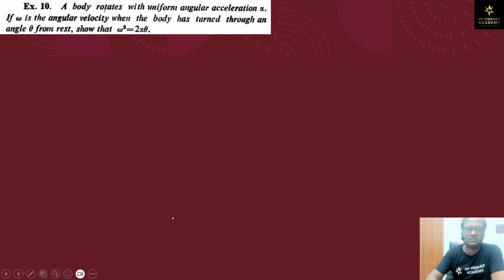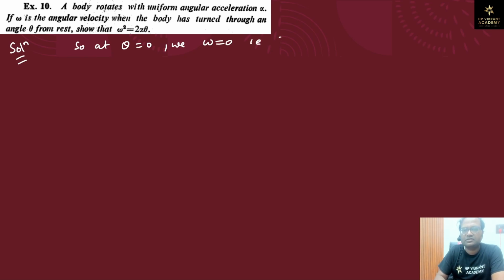Let us discuss question number 10. How we can solve this? The body rotates with a uniform angular acceleration. If omega is the angular velocity when the body has turned through an angle of theta from rest, so at theta is equal to 0, we have omega is equal to 0, that is d theta upon dt is equal to 0. So we have the uniform angular acceleration.